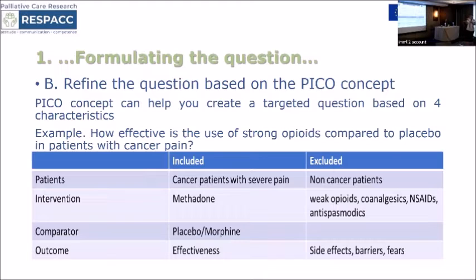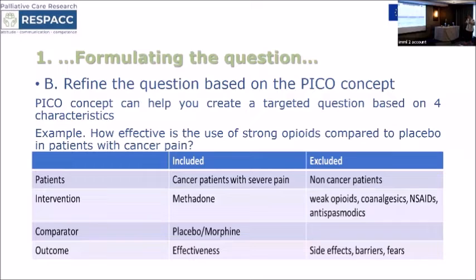So if they want to search the literature, they would say, okay, I want to look at cancer with severe pain and methadone. But I don't want to look at tramadol. I want to exclude tramadol, weak opioids, non-steroidals, and so on. And I want to compare it not with placebo, because in our institution cancer patients were not treated with placebo, but with morphine. So I want to compare it: is methadone actually better than morphine when it comes to being more effective for cancer patients?